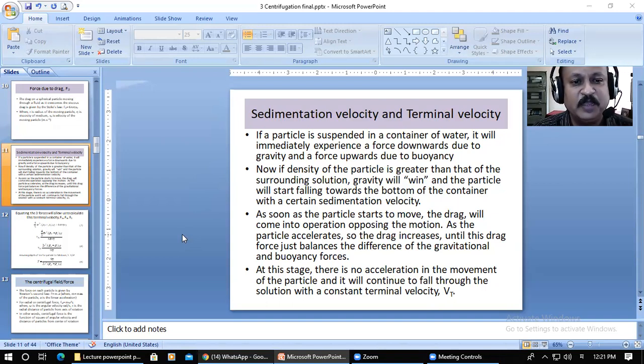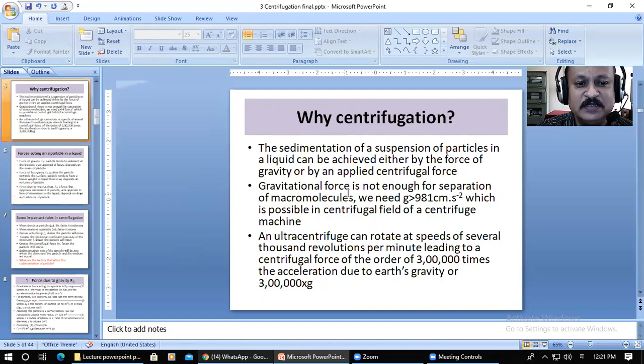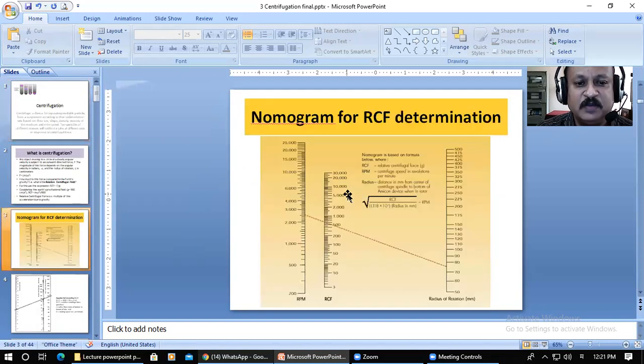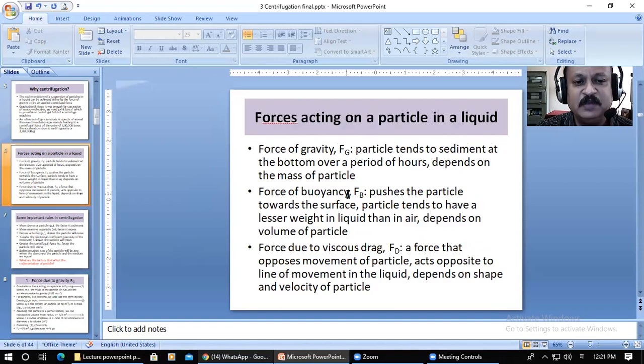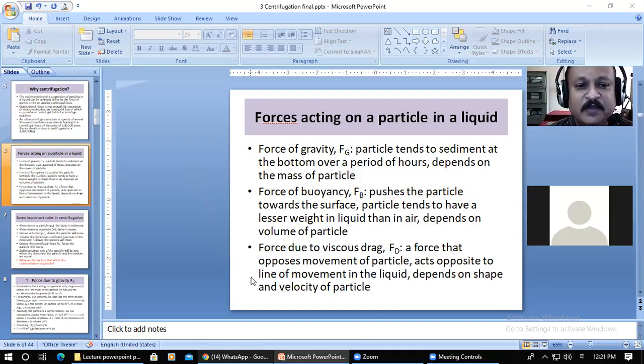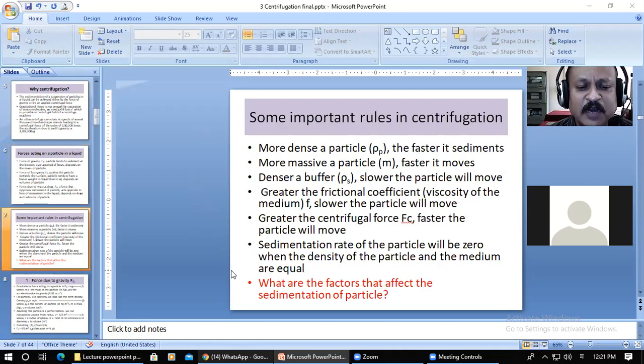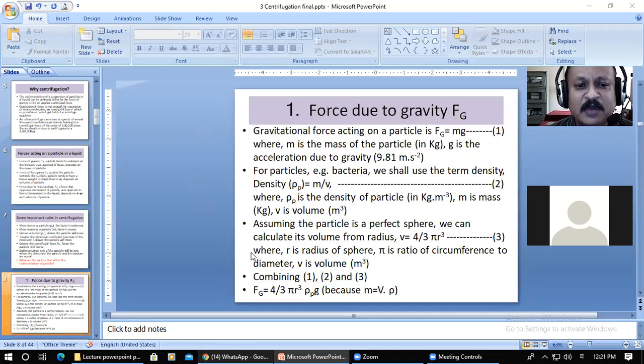Yesterday, we had started with the topic centrifugation, and I told you about some of the basic things about centrifugation. We have seen the different forces which act on a particle present in a liquid, and as it sediments down within the liquid, it will be acted upon by three types of forces. One is the force of gravity, the other is the force of buoyancy, and the third is the viscous drag. Then we tried to see the mathematical representation of these three types of forces which are balanced together.